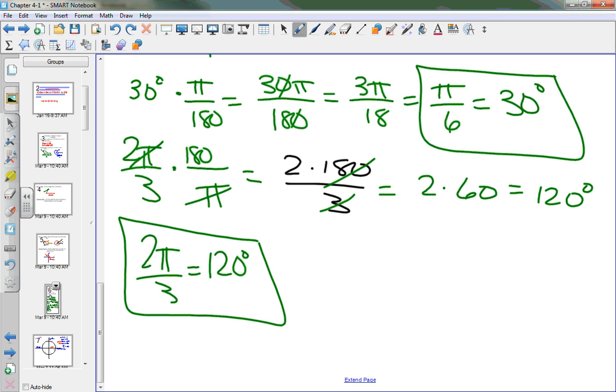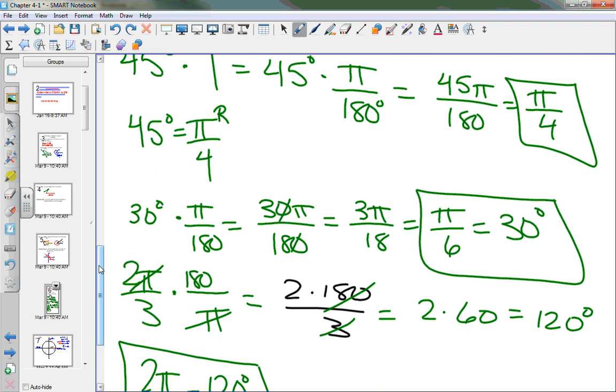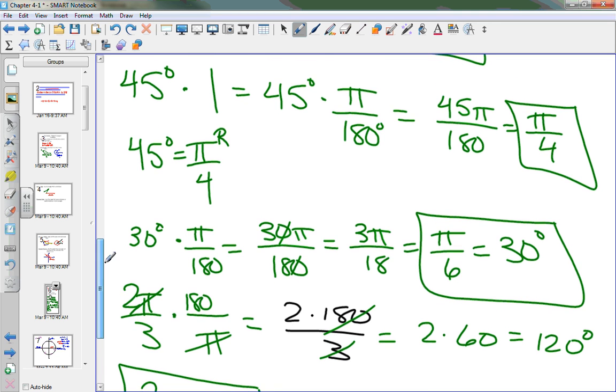How do you know that stuff? How do I know what? That pi over 6 equals 30 or 2 pi over 3 equals 120? Because we just converted by multiplying by 1, using the ratio that 180 is equal to pi. Oh, so this whole thing is the answer. Yeah, you want to divide before you multiply.